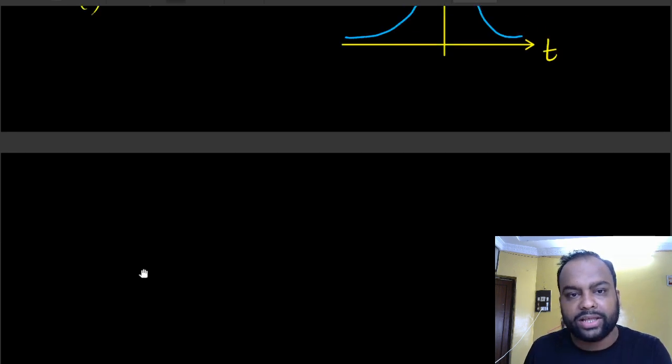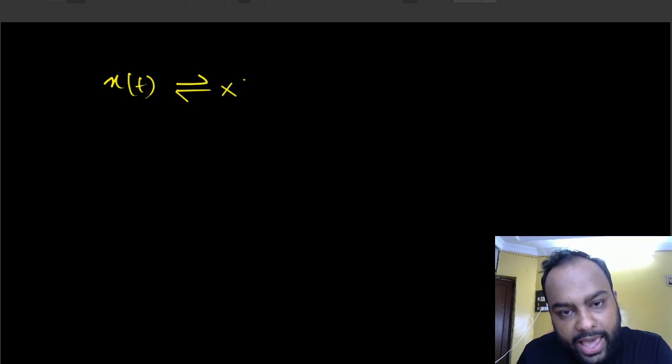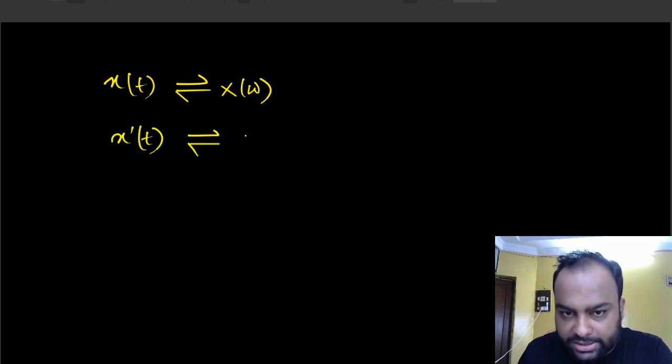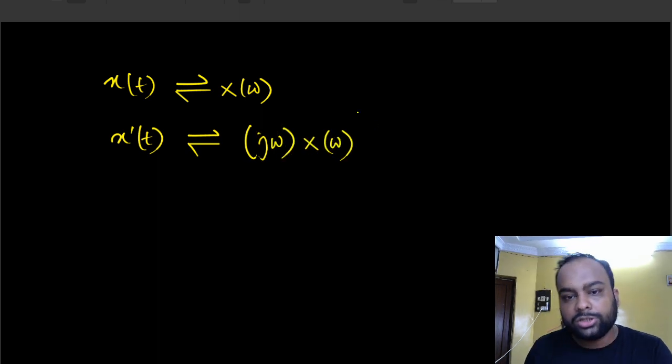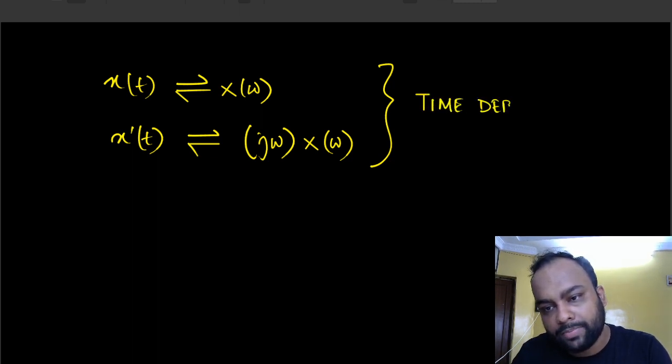The first property that we are going to use in calculating the Fourier transform of a Gaussian signal is this one: if the Fourier transform of x(t) is X(omega), then the Fourier transform of the time derivative of the signal is j omega multiplied with X(omega). This is called the time differentiation property, or the time derivative property.